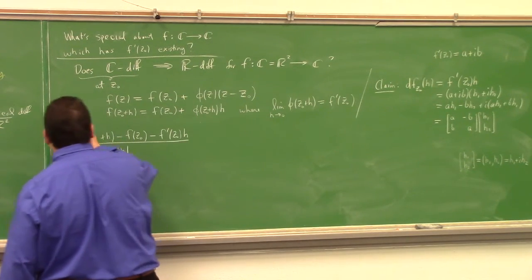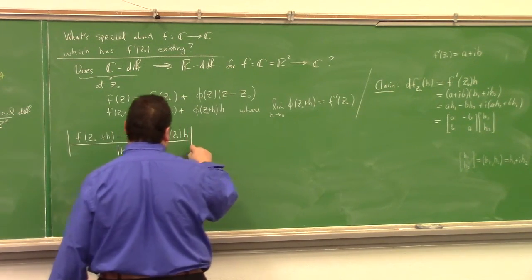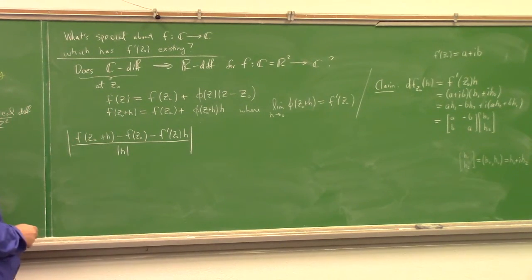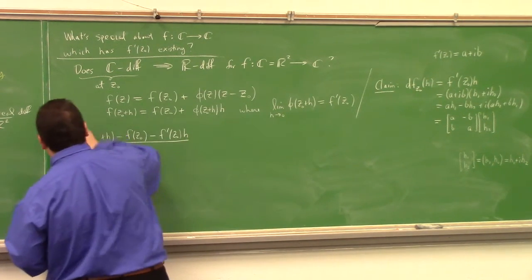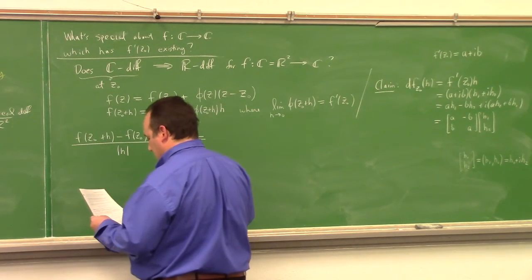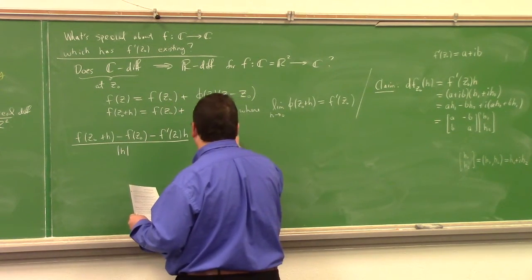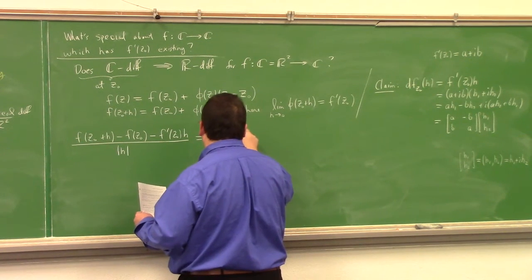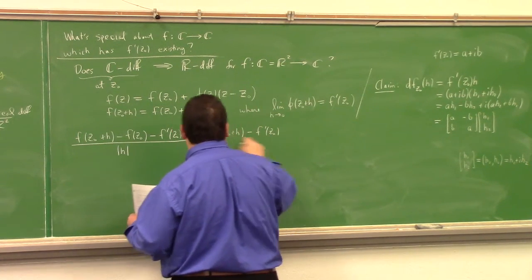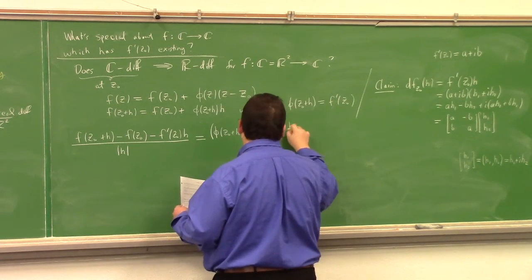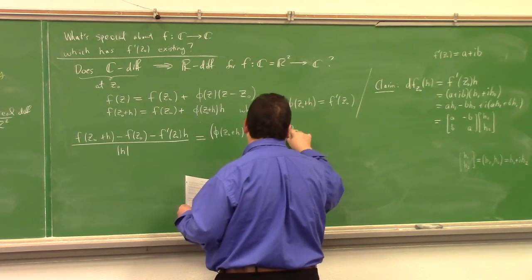If we look at the absolute value of this, well, my notes say that what this is equal to is phi of z naught plus h minus f prime of z naught, all times h over the modulus of h.